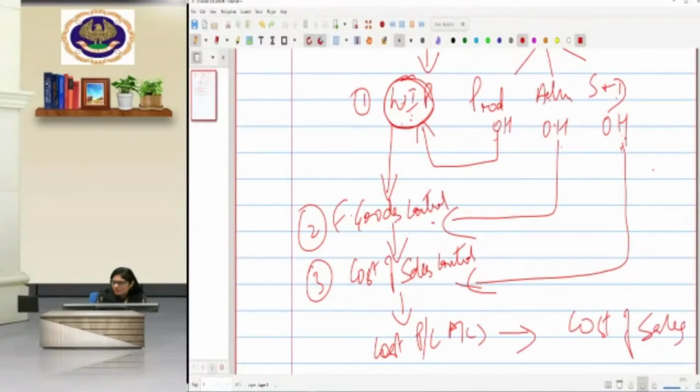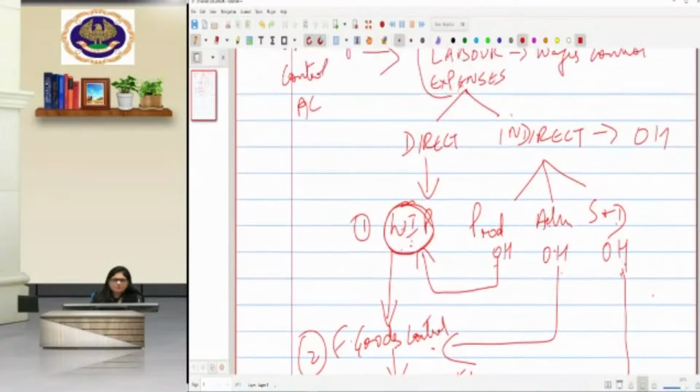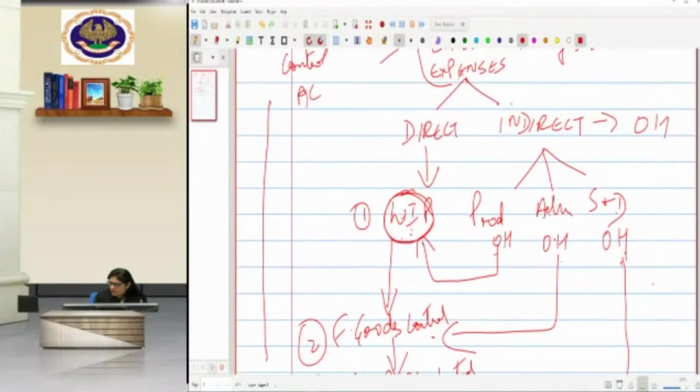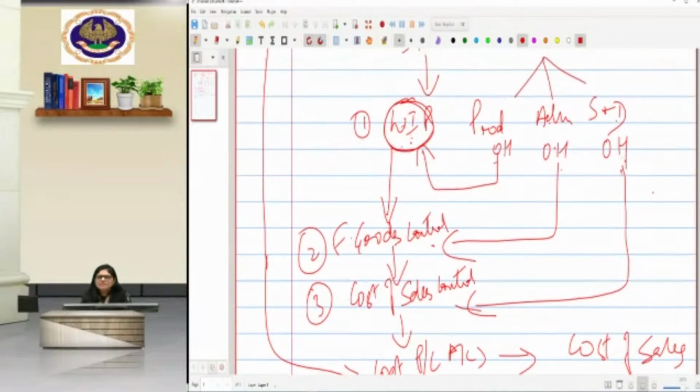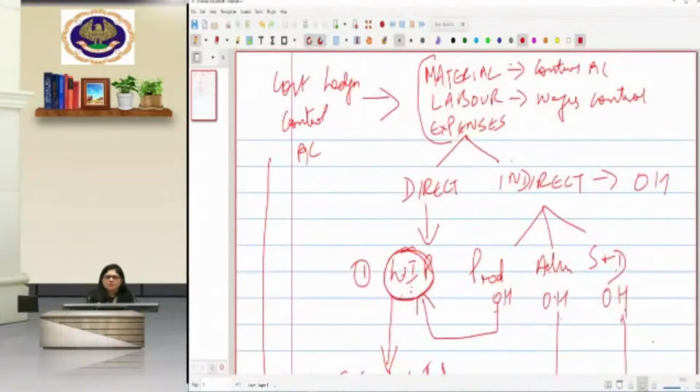And the cost ledger control account. The cost ledger control account will be transferring the sales to costing and profit or loss account. So anything relating with the outside of cost accounting will be handled by cost ledger control account. And this is the whole internal process of cost accounting.